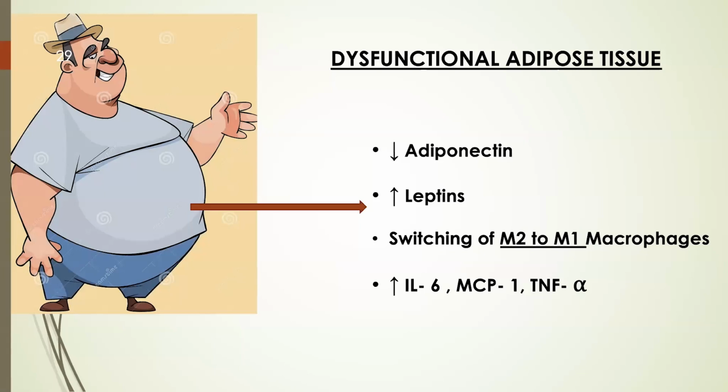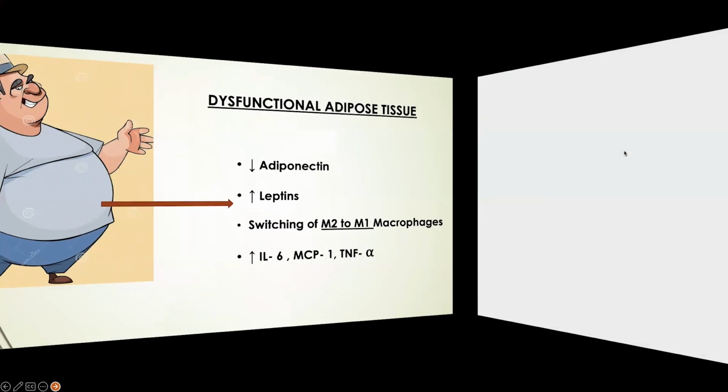So what ultimately, ladies and gentlemen, is happening is that after a lot of fat has entered the adipose tissue of this gentleman, you have a phenotype in which there is less adiponectin, which was friendly. You have an enemy adipokine, leptin, which has gone up. You have changeover from M2 to M1 pro-inflammatory macrophage, which releases a large number of pro-inflammatory cytokines like IL-6, monocyte chemoattractant protein 1, as well as TNF-alpha.